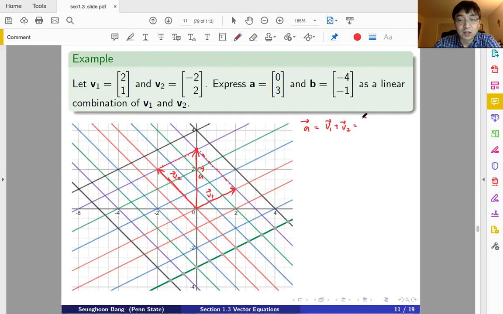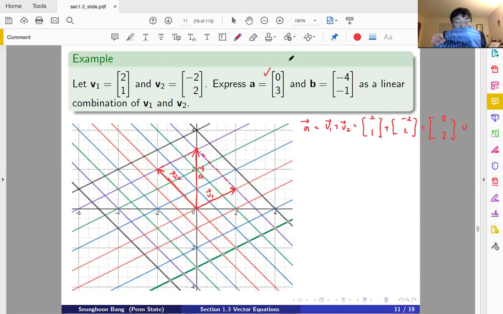I can confirm this. Vector v1 is (2, 1) plus vector v2 is (-2, 2). You add these two vectors and we have (0, 3). Yes, (0, 3) is vector A. It's very clear. The next one.